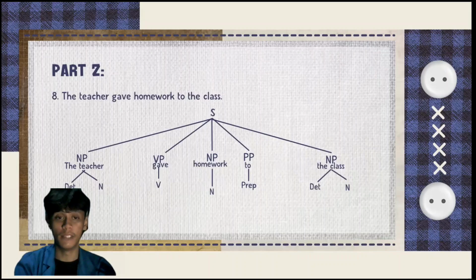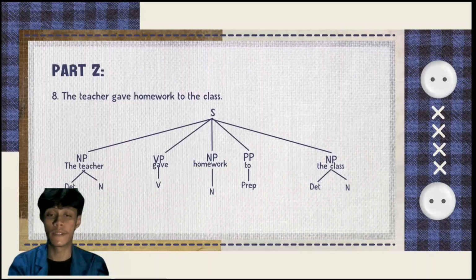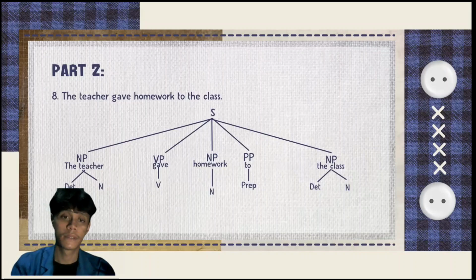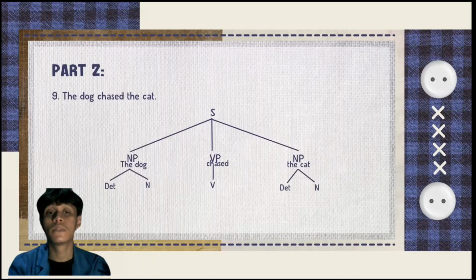Number 8: the teacher gave homework to the class. The teacher is determiner and noun, noun phrase. Gave is a verb phrase. Homework is a noun phrase. And to is a preposition, prepositional phrase. The class is determiner and noun phrase. Number 9: the dog chased the cat. The dog is determiner and noun phrase. Chased is a verb phrase. The cat is determiner and noun phrase.